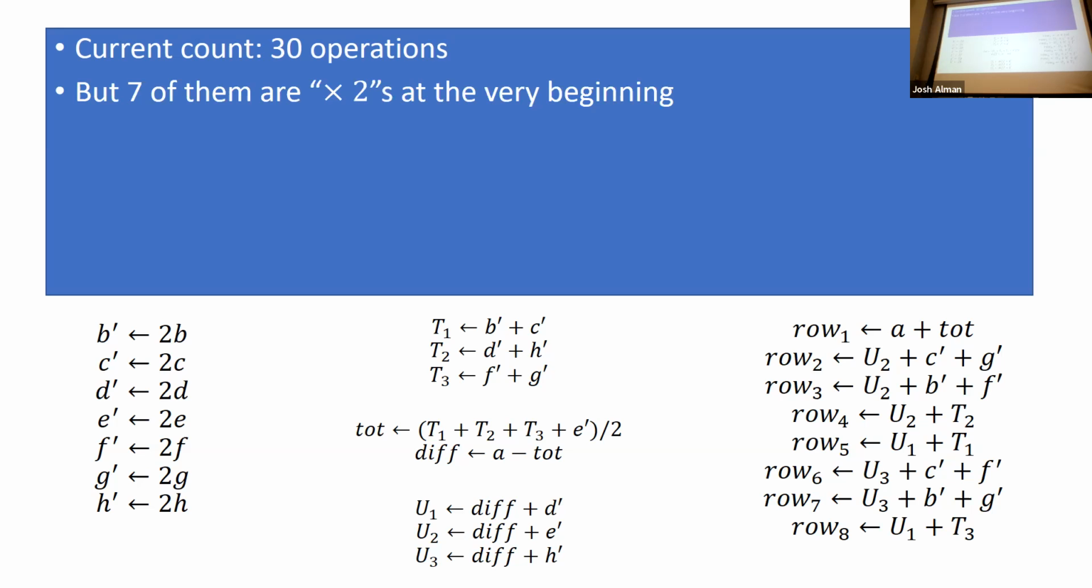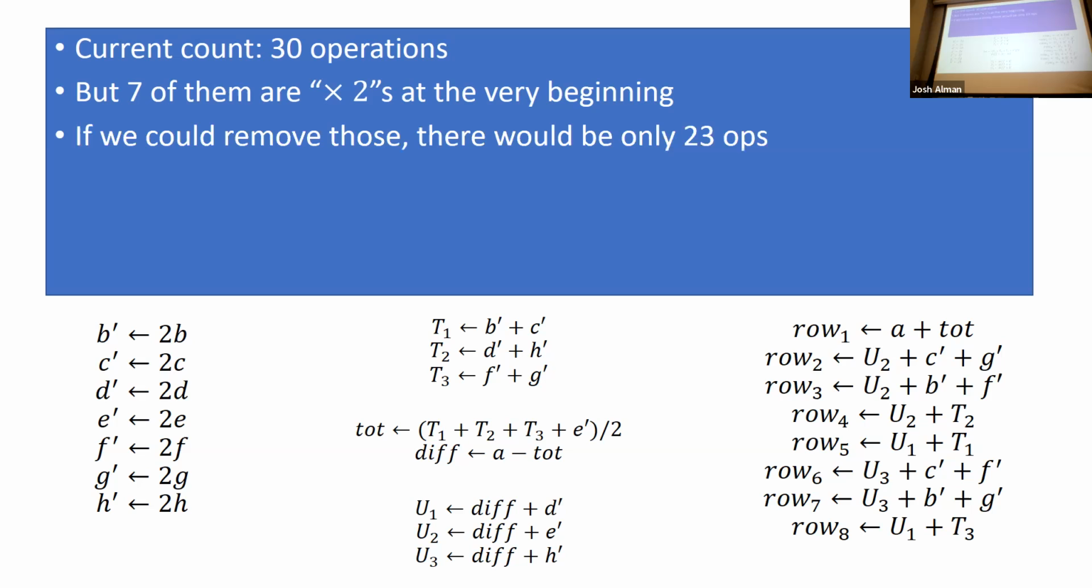But one observation is that 7 of our operations are just these multiplied by 2s at the very beginning, which are somehow very simple operations compared to the rest of what's going on. If it were somehow possible to get rid of those multiplied by 2s at the very beginning, then we'd be down to 23 operations, which is what I told you our goal is.